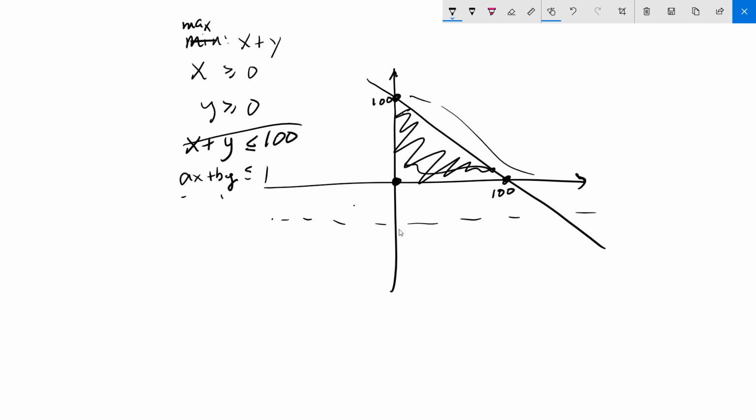If the A and B are causing you trouble, just substitute numbers. 2 and 5, something like that. Any other questions?